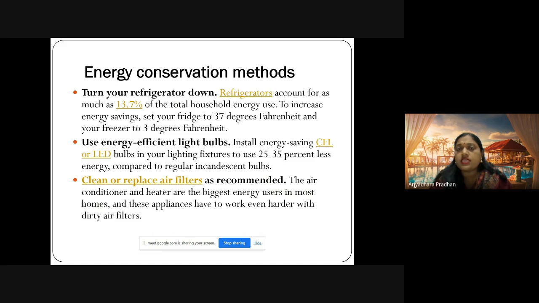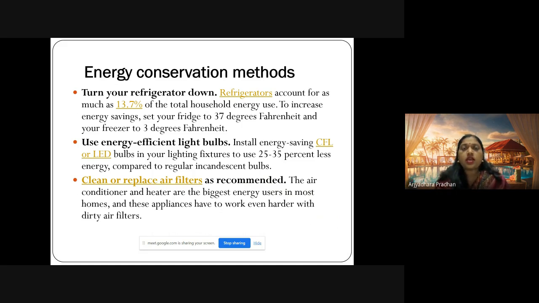Now, there are various energy conservation methods. These are the methods mostly for domestic purposes, where you use it at home, like turning your refrigerator down. But it is a normal method. Nowadays, refrigerators are automatically controlled, but previously there was a knob where you had to control the switch. During summertime, you have to set your point. During winter, you have to set a separate point, and during rainy season as well.